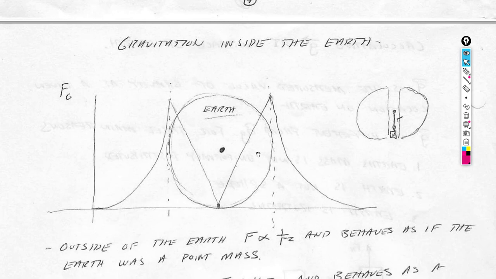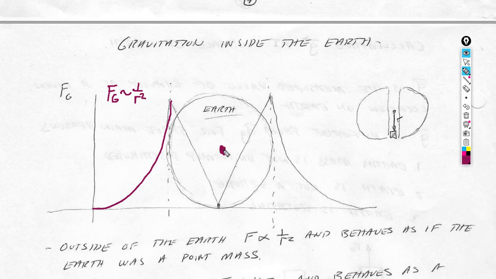Okay, so now we talk about gravitation inside of the Earth. So what in the world does this picture mean here? Well, what this picture represents is the force of gravity as you approach the Earth. So what is this strange looking shape here? Looks like a volcano or something. So the idea is that as you are outside of the Earth and you approach the Earth, the force of gravity is proportional to 1 over r squared. So that force of gravity starts to rise like this.